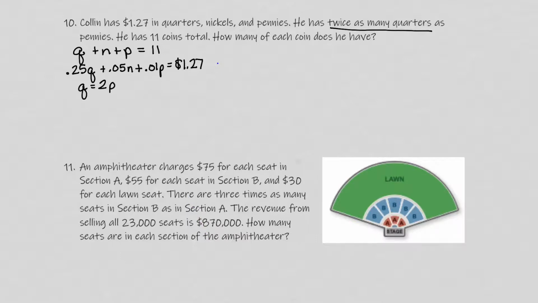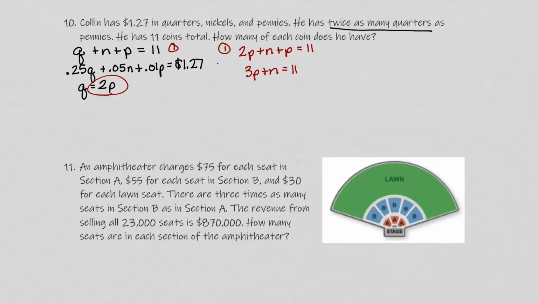All right, so I have my system. I need to solve. This is very similar to problem number 9. I know that Q is going to be 2P, so I can plug that into both of my equations. If I start with equation 1, I have 2P plus N plus P equals 11. So 3P plus N equals 11. I could go ahead and solve for N here, but I'm not going to. I'm just going to leave it for a second.